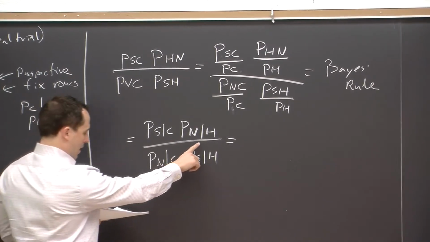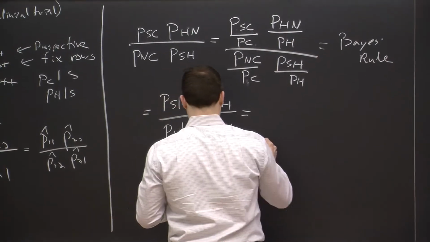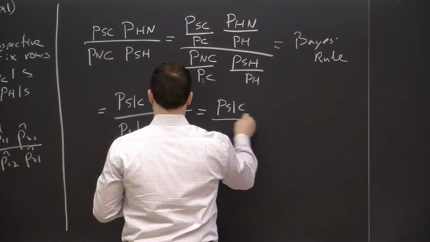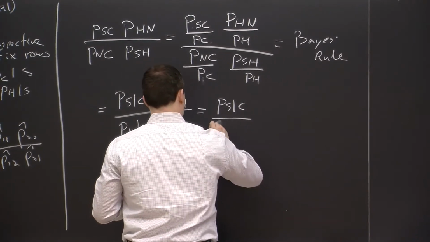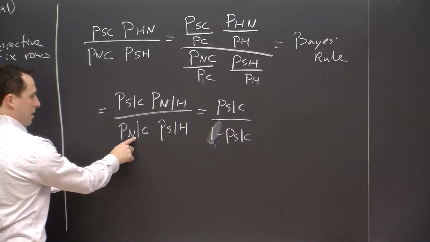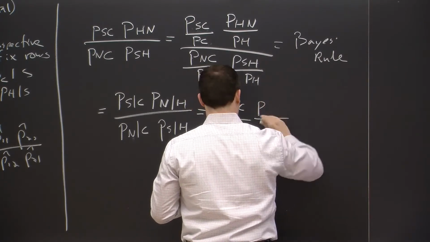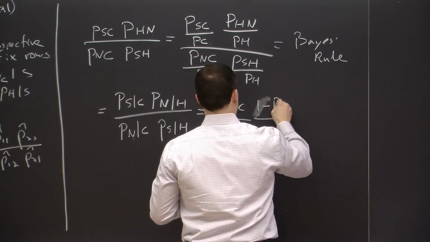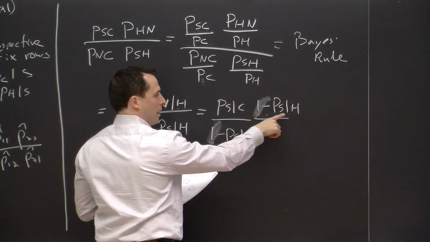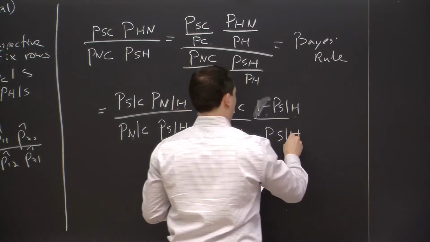These are conditional probabilities and they have to sum to 1, so I can replace some of them with 1 minus the other thing. So this is probability of smoking given cancer over 1 minus probability of smoking given cancer, times, let's do it the other way, 1 minus probability of smoking given healthy. That's probability of N given healthy is equal to 1 minus probability of smoking given healthy over probability of smoking given healthy.